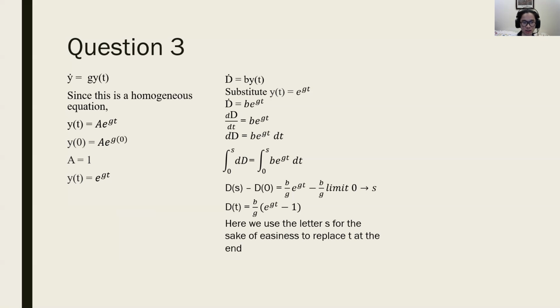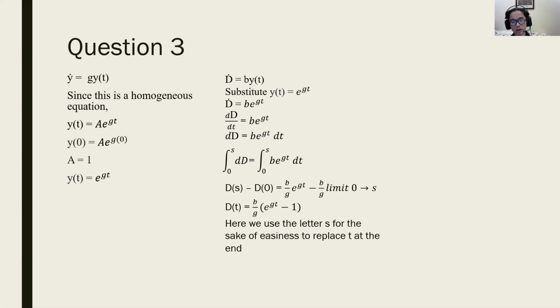First of all, let's investigate Y dot equals g Y_t. From this, we know that this is a homogeneous equation. So directly, we can convert the equation into Y_t equals A e to the power of gt. We also have the information that when time is equal to 0, Y is equal to 1. So we substitute t as 0, so e to the power of g times 0 will be 1, and Y_0 is essentially 1, so A is equal to 1. Therefore, we are left with Y_t equals e to the power of gt.